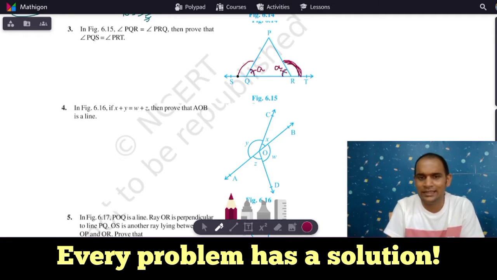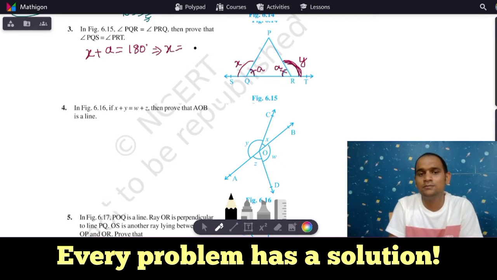Once they are A degrees, we will give this as X and this as Y. Now we will write, since ST is a straight line and Q is a point on it, X plus A will make a linear pair. So X plus A is equal to 180 degrees. What is the meaning of that?